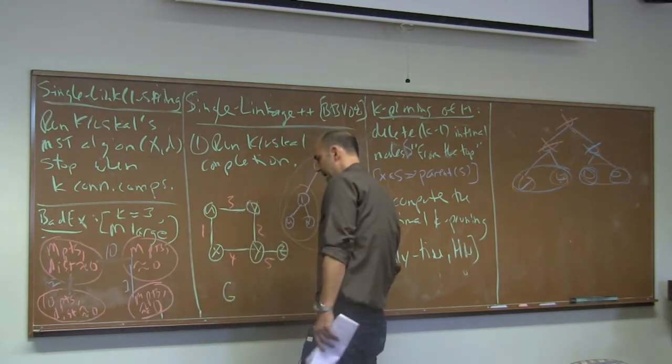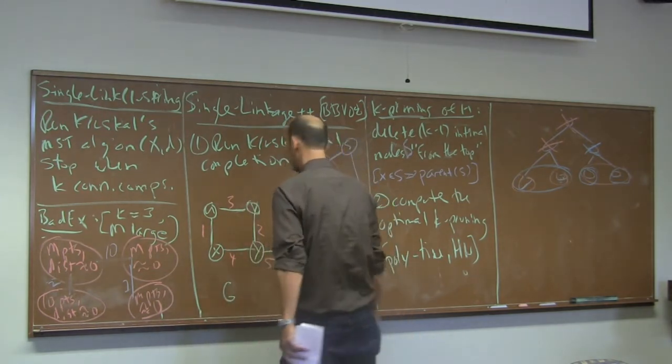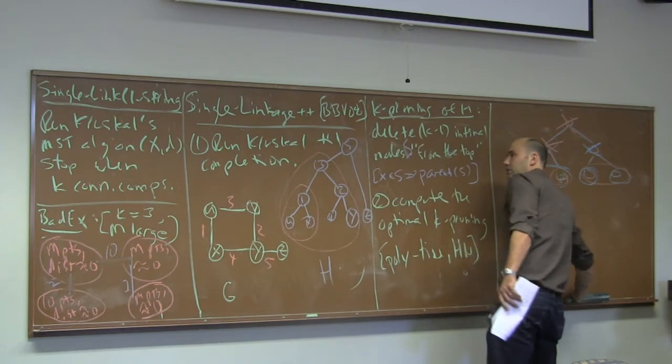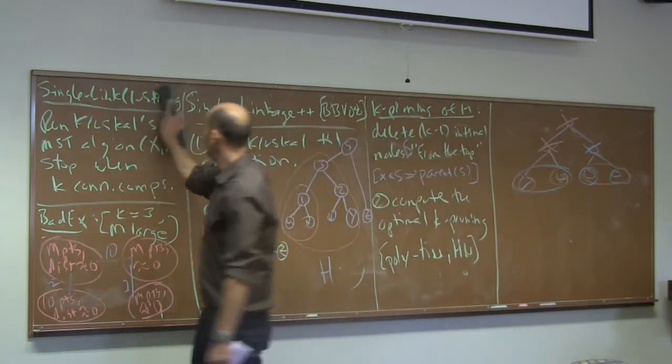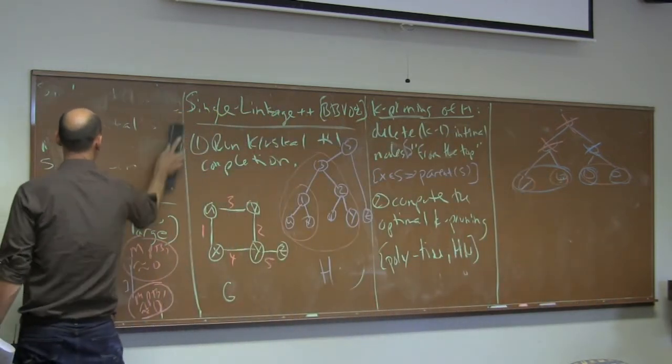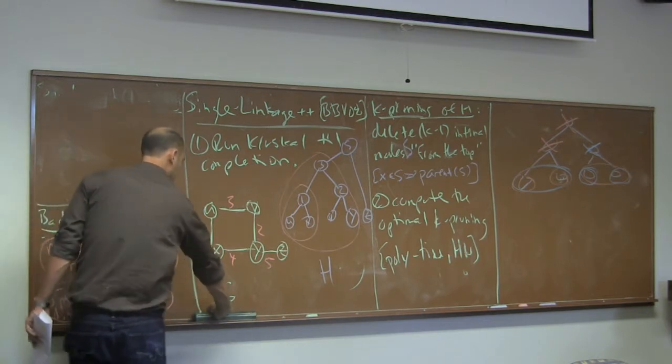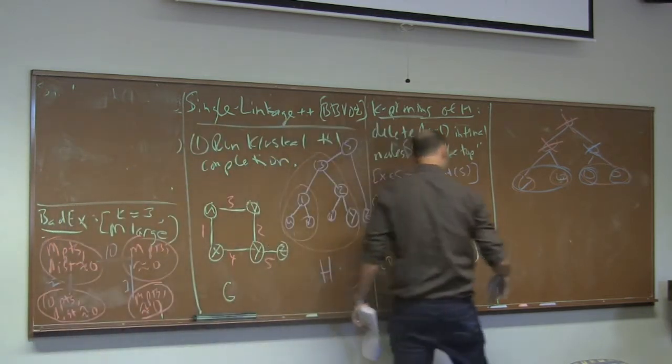So let's go back to our bad example, which broke the original single link clustering algorithm. So this is going to look a lot like our balanced tree over here.